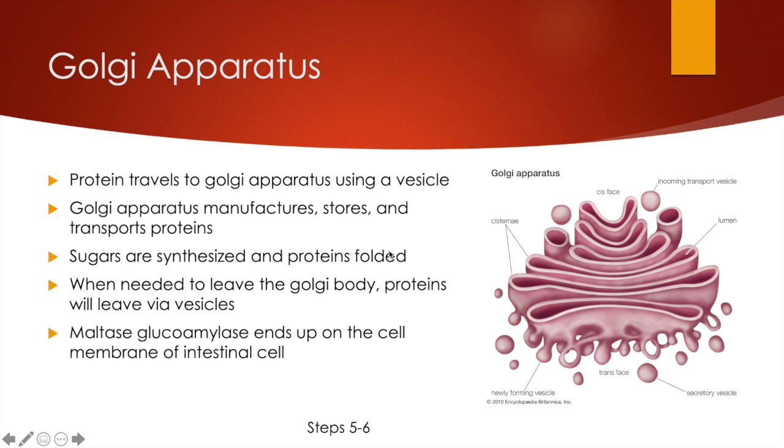Finally, the proteins are stored in the Golgi apparatus and wait there till they're needed. When they're needed, they leave the Golgi body using vesicles. They enter the Golgi apparatus using vesicles, and they leave it using vesicles as well. Maltase Glucoamylase ends up on the cell membrane of the intestinal cell, so the vesicles don't really have to travel that far. They just need to make it to the outside of the cell membrane, where they'll stay and do their starch digestion.